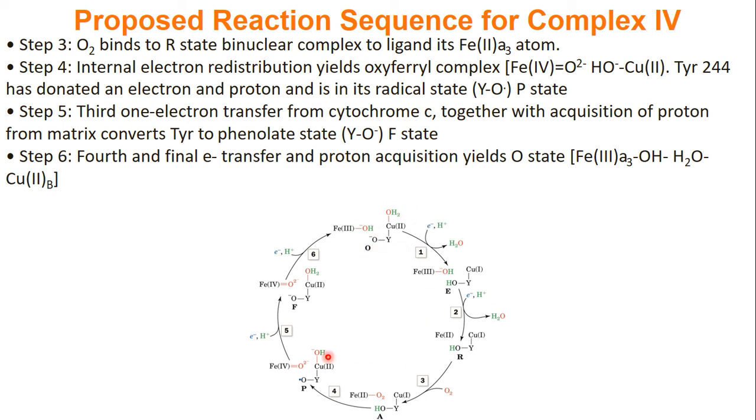And so this reaction happened more or less at the same time. And that is how we're transferring electrons from our complex 4 to our oxygen, which is appearing in step 3 here, and we're releasing water throughout this whole process.